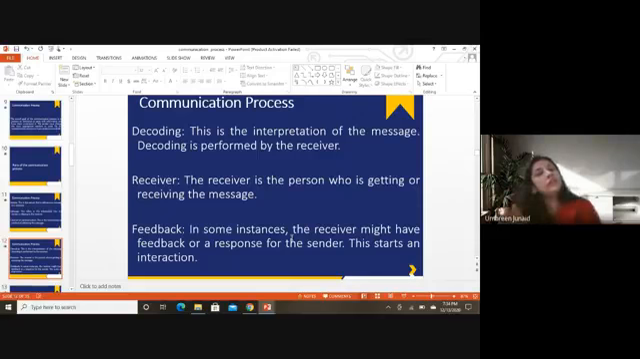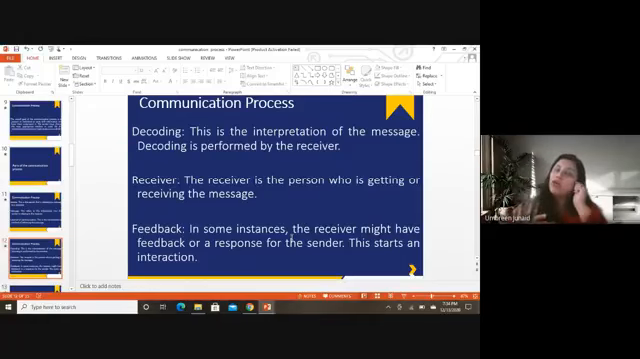Now, the message is received, or it is in the process of being received. Sometimes, if an email is sent, the message is received. Now you're reading it, you're in the process of decoding your message. And in that decoding, maybe there's some kind of noise, some kind of distortion that is disturbing you. But what is decoding?